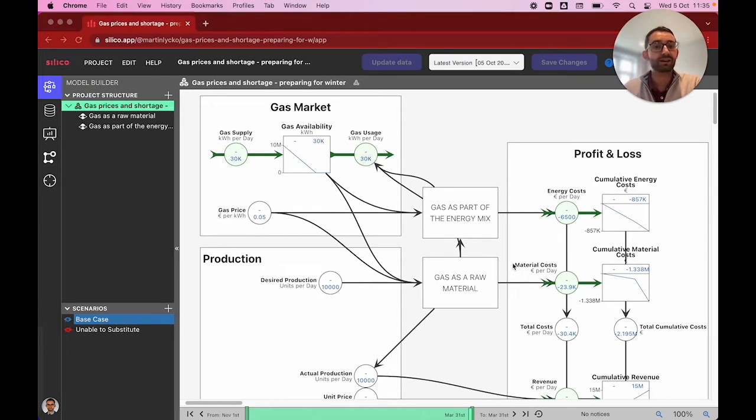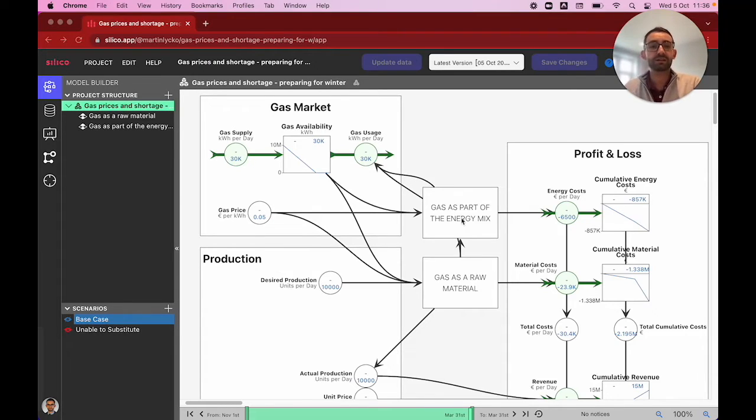One is gas as a raw material, particularly, for example, in the chemical industry, where some companies might have the ability to substitute gas for alternative raw materials that might potentially be more expensive. Those companies essentially need to make a decision about what percentage or how many of the desired production is made with gas compared to other materials, but there might also be some companies who can't substitute gas with other materials.